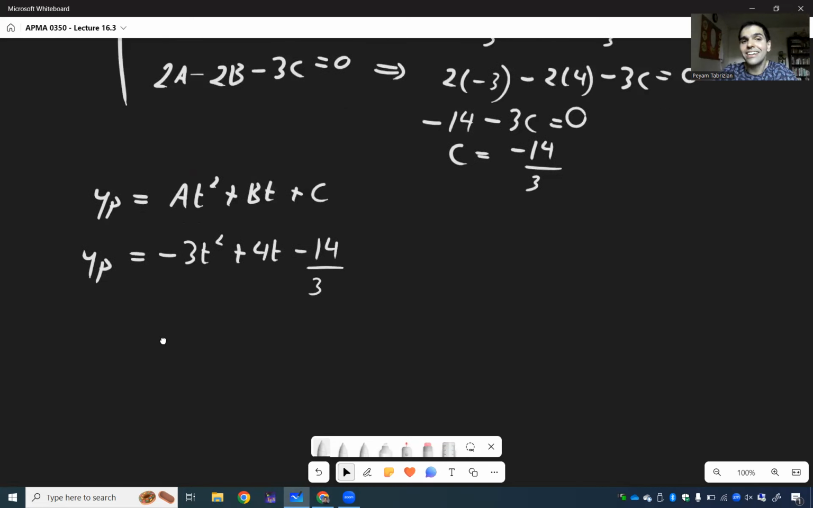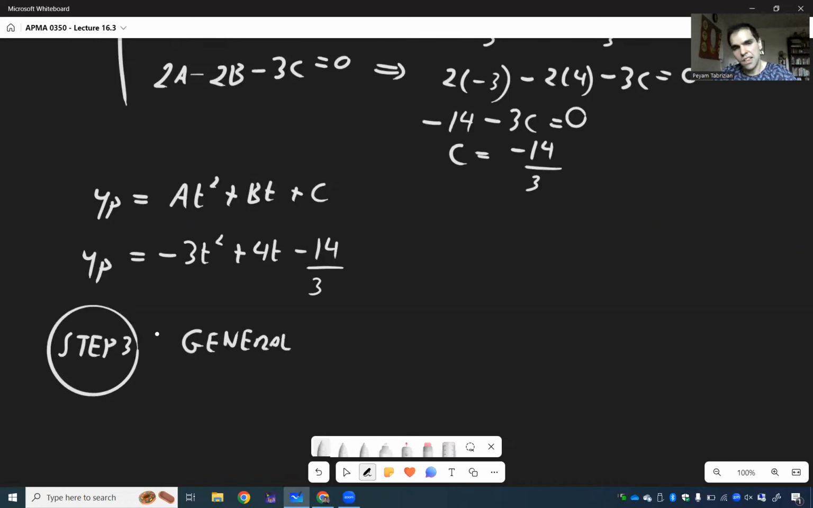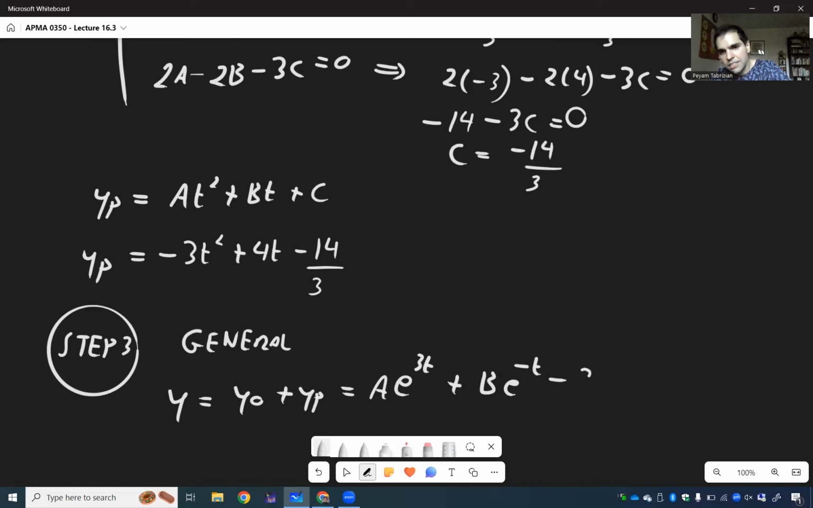We're not quite done because we found a particular solution. Now we just need to find a general solution. So y is y0 plus yp, which is ae to the 3t plus be to the minus t, and then minus 3t squared plus 4t minus 14/3. Next up, rule 3.